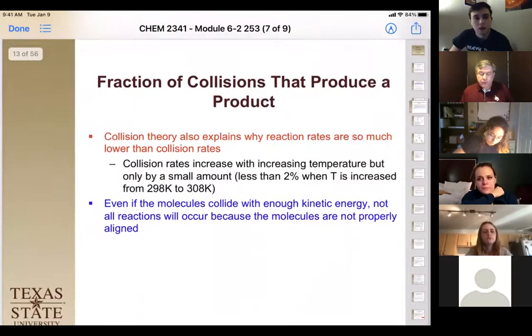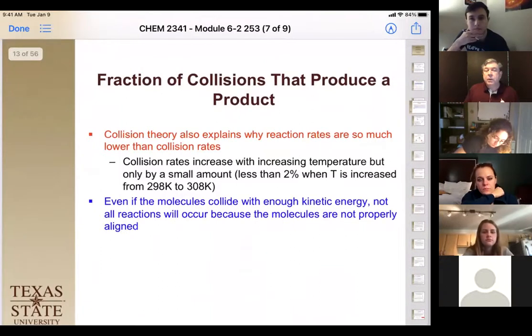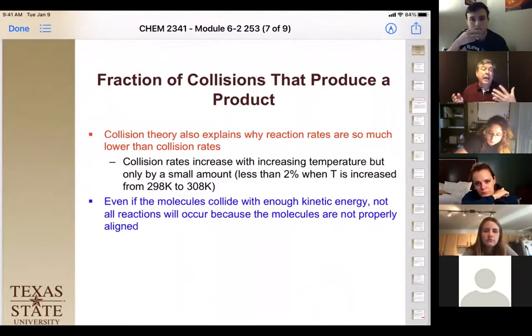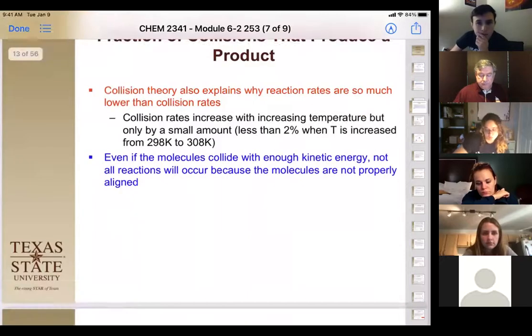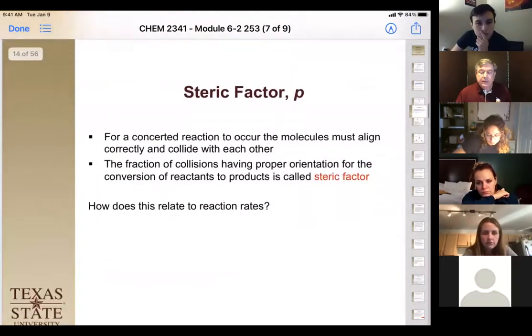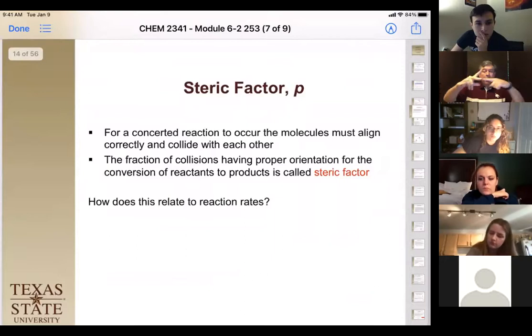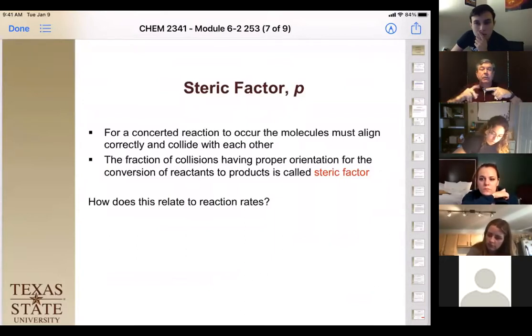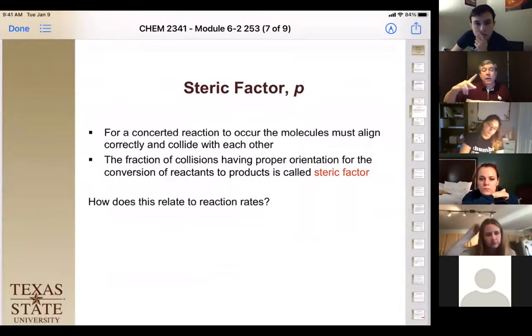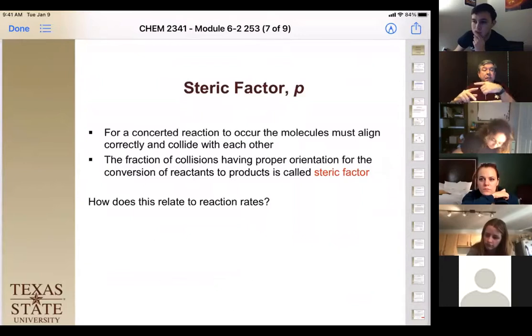Okay, so because we have more collisions at higher temperatures, we have more products being formed at each collision, and therefore we have a faster reaction. Okay, so the next thing that happens, remember, we're overcoming electron-electron repulsion. So not only do we have to have enough energy to do that, we have to have enough space to be able to start forming that too.